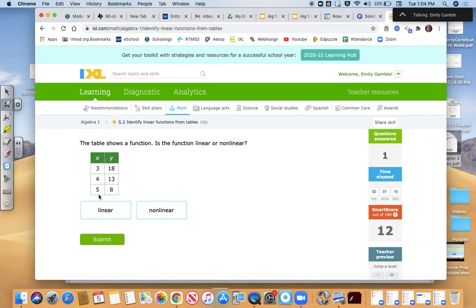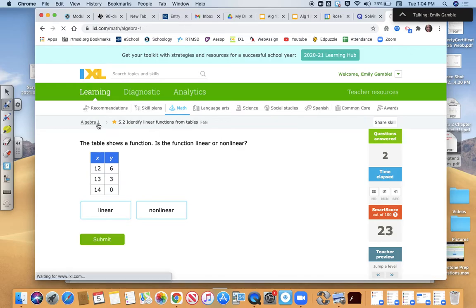4 to 5 is an increase of 1, and then 18 to 13 is a decrease of 5, 13 to 8 is a decrease of 5. So this decreased 5 for every increase of 1, this decreased 5 for every increase of 1. Because they decrease or increase by the same ratio, this is also linear. Okay, so that's how you would complete S2.